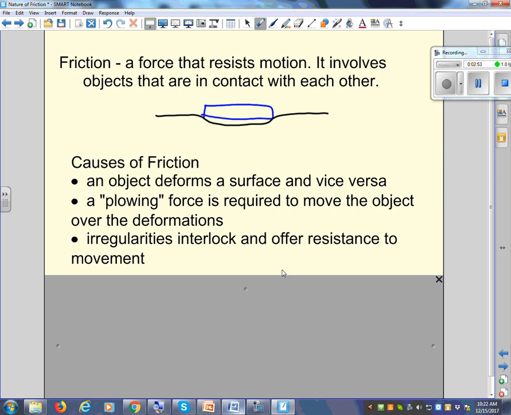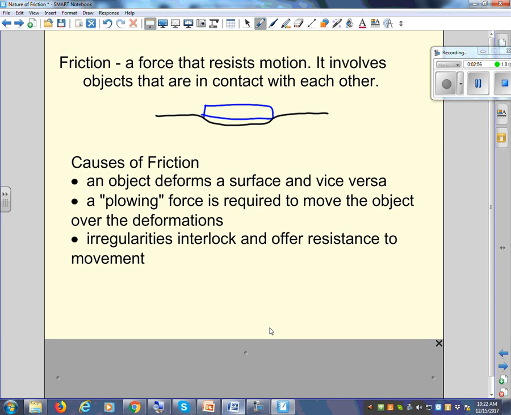Irregularities interlock and offer resistance to the movement. What they're talking about there is that the table itself is not exactly smooth, right? And so these little humps and bumps kind of lock together and create resistance. When you're down in the carpentry, in the wood shop, and you use sandpaper, what are you doing? What does the wood feel like after you sand it? Smoother. How come? Because you're taking off the hills, I guess, right? The high points. What does the sandpaper feel like after you're done? Usually smoother as well, right? So you're literally taking off bits and pieces.